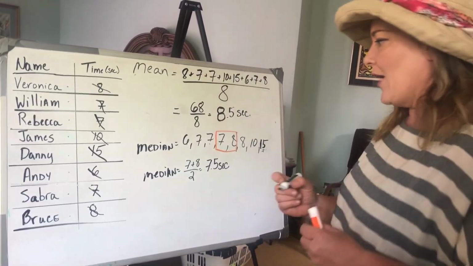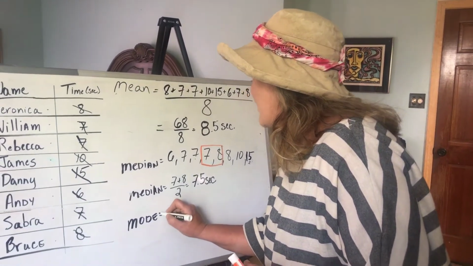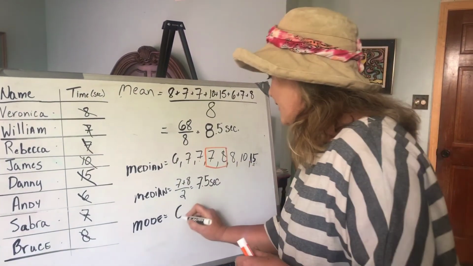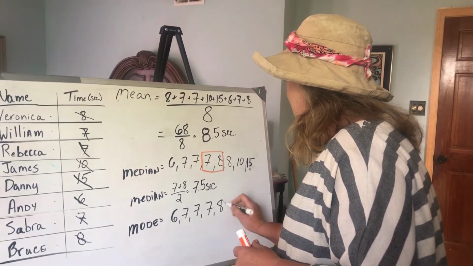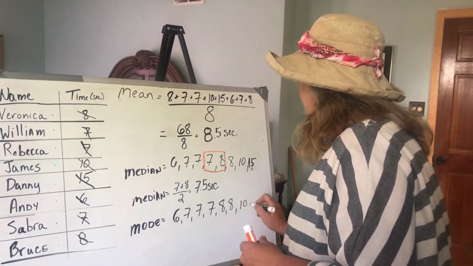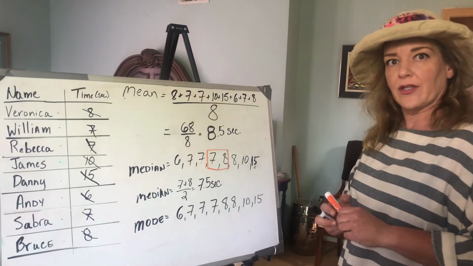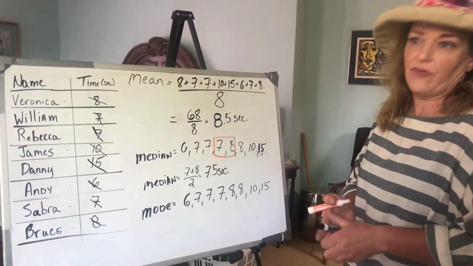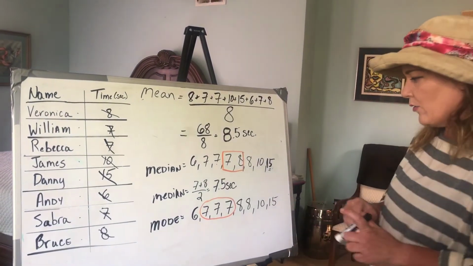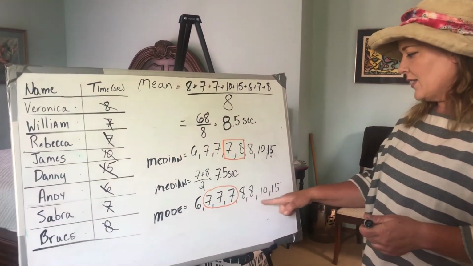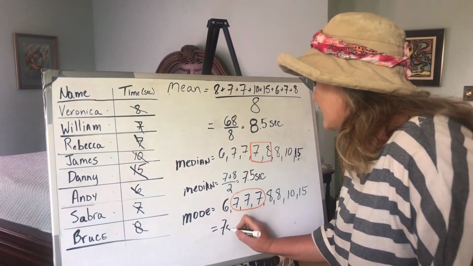The next one we want to calculate is our mode. So when I calculate mode, again, I look at my data set. I've got a 6, a 7, 7, 7, 8, 8, 10, 15. And what is the one that happens most frequently? What is the data point that is the most frequent? I have 3 7s. So my mode is 7 because I have 2 8s and the rest only happen once. So my mode is going to be 7 seconds.